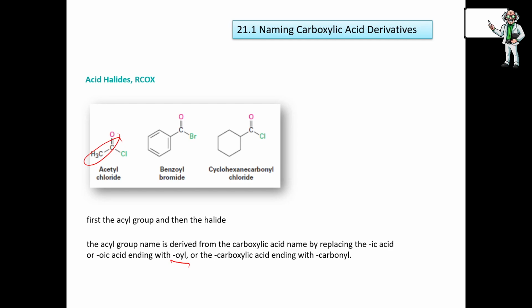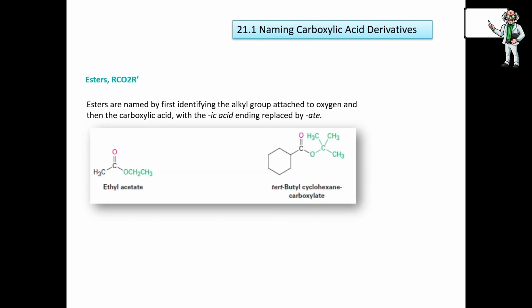Okay, if we have the acid chloride attached to a ring directly, we will name the cycle, and then we will put carbonyl chloride, or carbonyl and the name of the halogen that we are using: chloride, bromide, fluoride, or iodide. Okay? All the other things will follow exactly the same nomenclature that we use for carboxylic acids, aldehydes, etc.